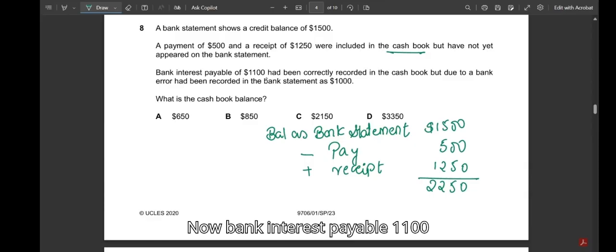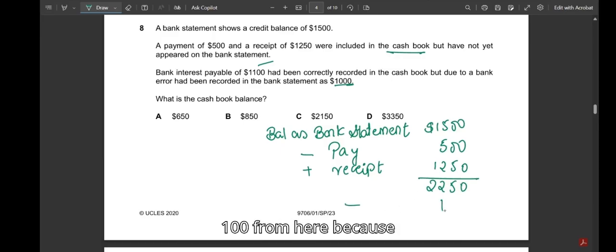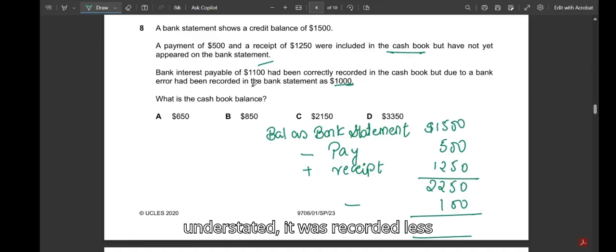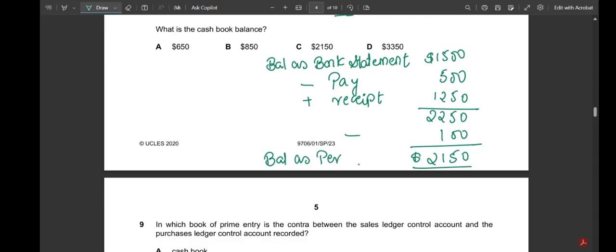Now, bank interest payable 1100 has been correctly recorded in cash book, but due to bank error, it has been recorded as 1000. So see, in the cash book it has to be 1100, but it was recorded as 1000. So again, I have to minus 100 from here because 100 was understated. It was recorded less. So I am subtracting more. So in this way, the correct balance would be 2150. So 2150 would be the balance as per the cash book. Hence, C would be the right answer.